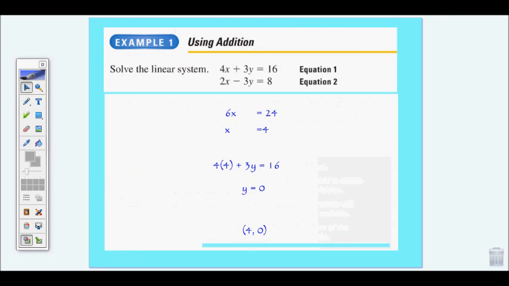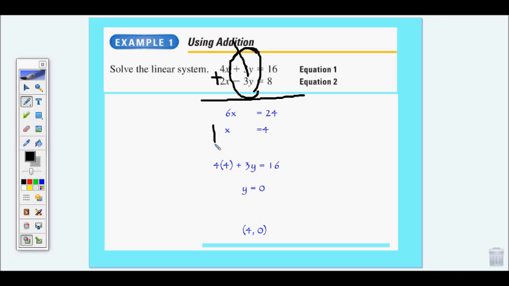So we have a linear system here: 4x plus 3y equals 16, 2x minus 3y equals 8. The goal is to have only one variable to solve for. As you can see in these two equations, we have a positive 3y and a negative 3y. Therefore, we can eliminate our y variable. So when I combine those two equations by addition, I would get 6x, my y's would cancel each other out, and then 16 plus 8 would give me 24. Then I would divide both sides by 6, and I would get x equals 4.